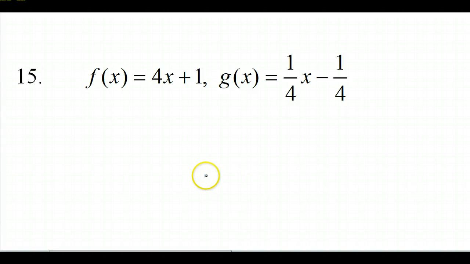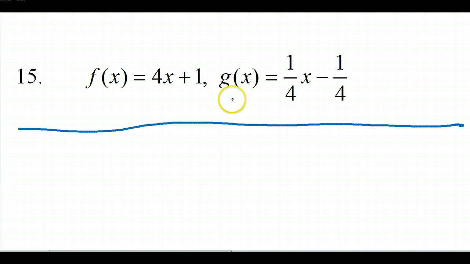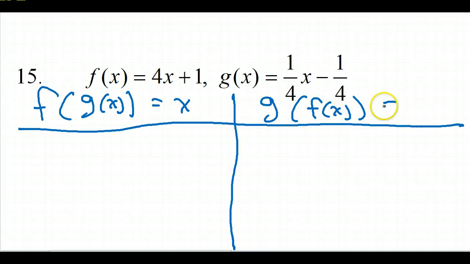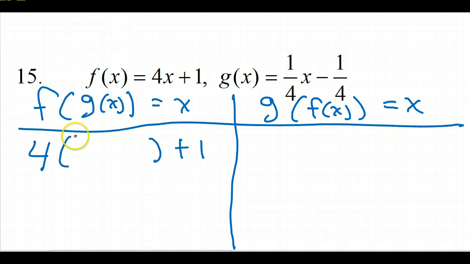Alright, number 15. Once again, if I want to show that two functions are inverses, I have to show that f of g gives me x, and I have to show that g of f gives me x. So let's start with function f. 4x plus 1 becomes 4 parentheses plus 1. Inside the parentheses, I will put my 1/4 x minus 1/4.